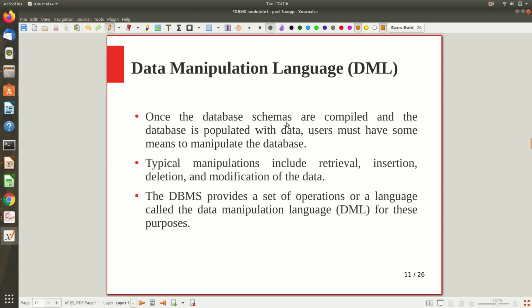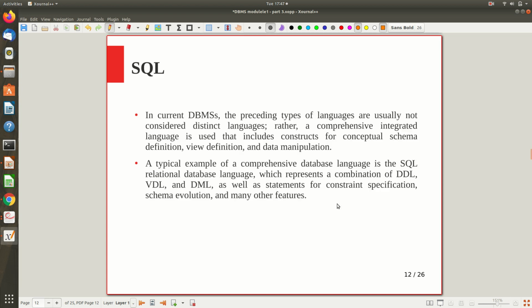Once the database schemas are compiled and the database is populated with the data, users must have some means to manipulate the database. The data structure is defined, right, and the schema is defined, then we populate it also. Now we are going to manipulate it. The typical manipulations include the retrieval of the information the user is interested in, insertion of some new information, deletion of something that is not needed, as well as the update or modification of the data. The DBMS provides a set of operations or a language called a data manipulation language for doing this.